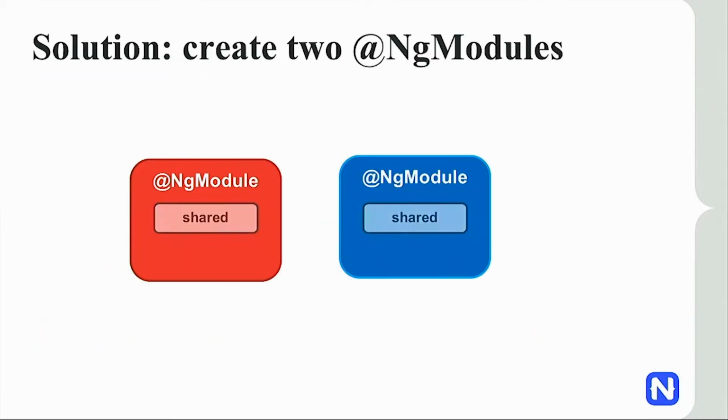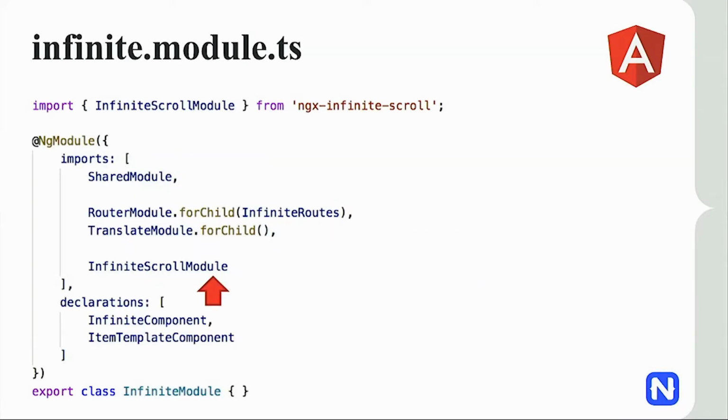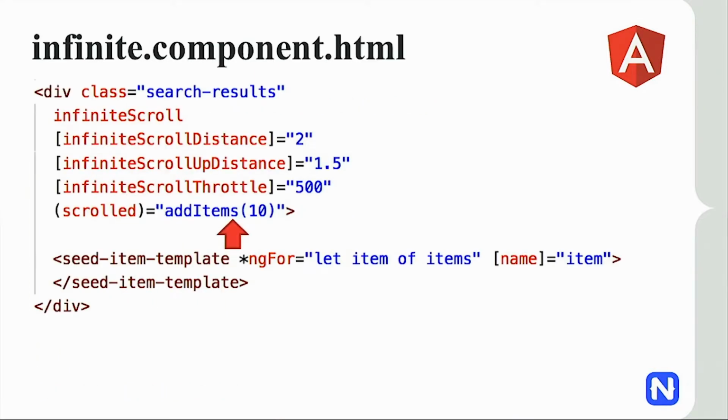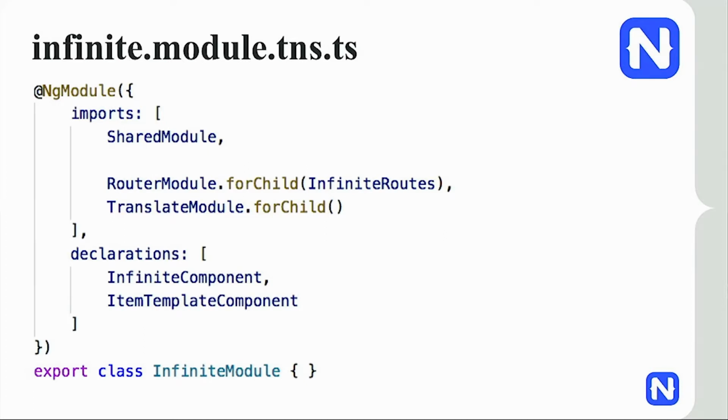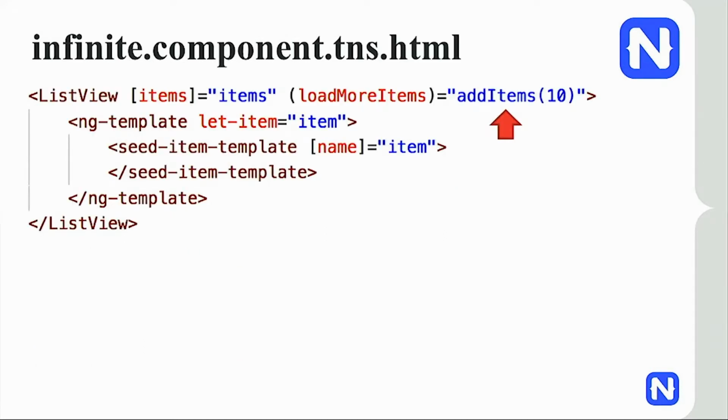So what I really needed is to have two separate ng modules, which would have all the shared items, but then the web one would have the unique one, which would be the endless scrolling. As a result, I could, for example, add the infinite scroll module to the web ng module. And then I'll get these additional properties for infinite scroll and a scrolled event, which would allow me to do endless scrolling. And then for NativeScript, I wouldn't have that module. I would just use list view, which would use the load more items. But the cool thing is that they both call the add items 10 property as soon as you scroll to the bottom, right? So this is one of the things.